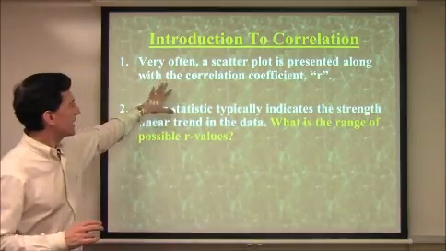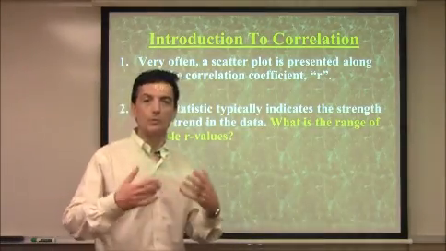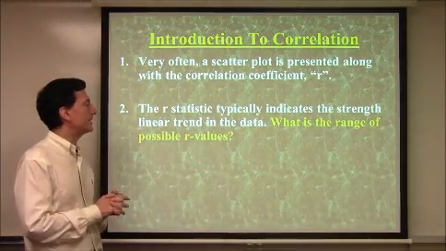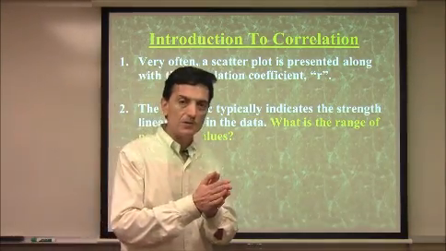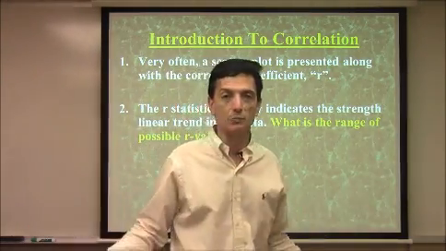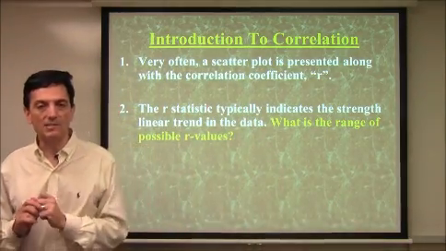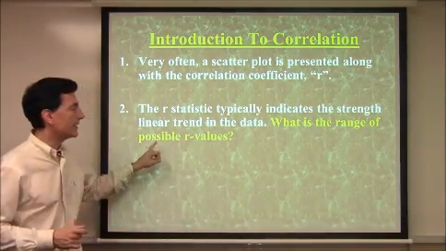Very often the scatter plot is presented along with an R statistic, and we're going to work our way toward computing the R statistic. The R statistic typically indicates the strength of the linear trend in the data, although you can use R statistics for other kinds of trends as well. But in this introductory course in research methods, we'll be using R almost exclusively in the linear case, and that's what we'll be describing today in our video.